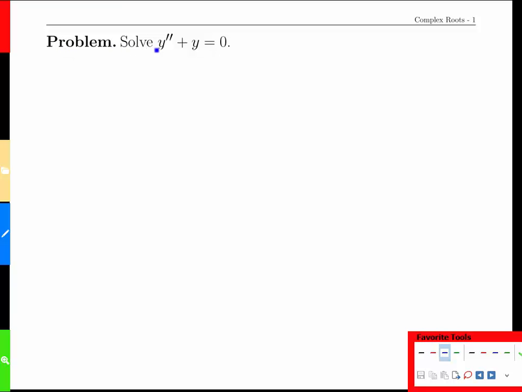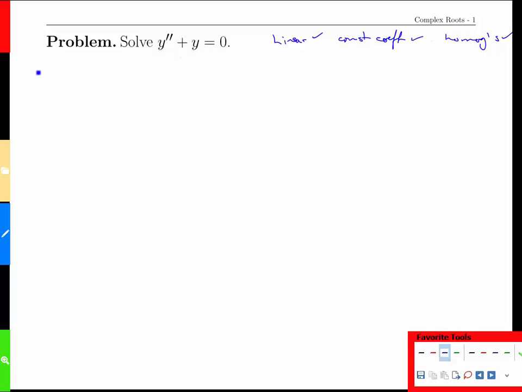We consider the problem here of solving the second order linear differential equation. Again, we'll go through our quick checklist. Linear in y, yes. Constant coefficients, yes, we have a 1 in front of both of these and a 0 implicitly in front of y prime. And homogeneous, also check, the right-hand side in this standard form is in fact 0.